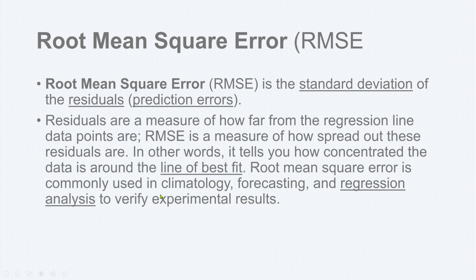Residuals are the measure of how far from a regression line data points are, where the regression line is our predicted y values, and how far it is from the actual values. So it's a measure of how spread out these residuals are. In other words, it tells you how concentrated the data is around the line of best fit. Root mean square error is commonly used, for example in forecasting, and also regression. It is very common in data mining, mostly regression and forecasting.